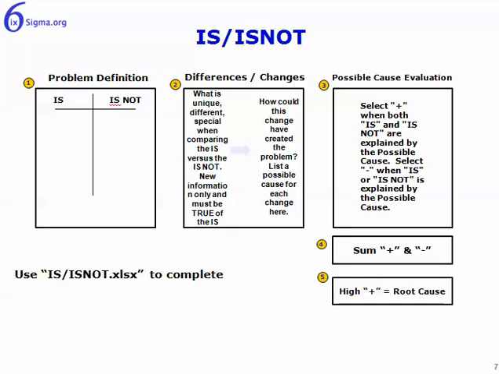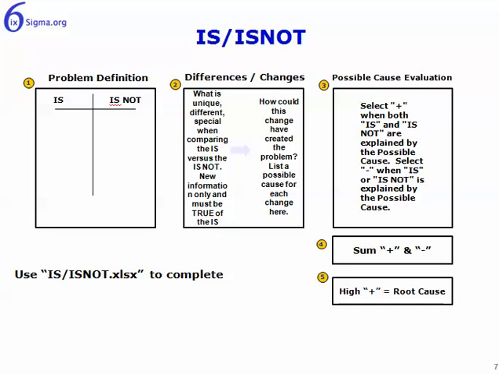Now this is new information only, and it must be true of the IS. So what is it about the IS that seems to be unique to it that's not true for the IS NOT? And then, of course, we want to try and identify how this change could have occurred, or how it could have created the problem, and then list the possible causes.